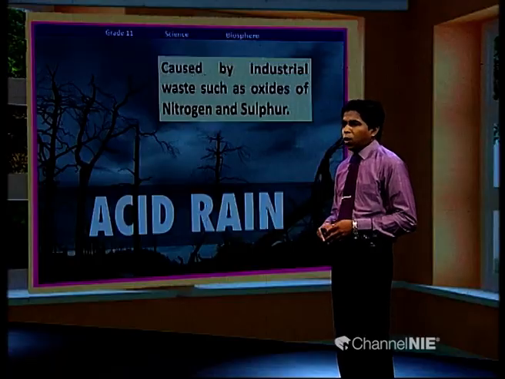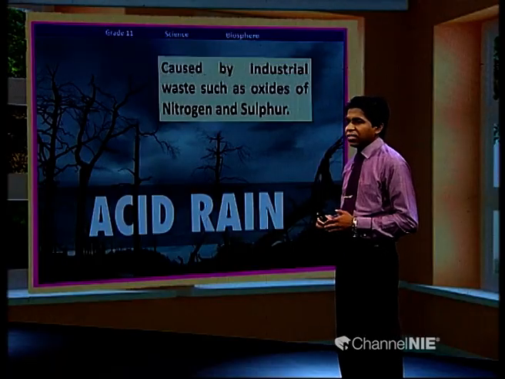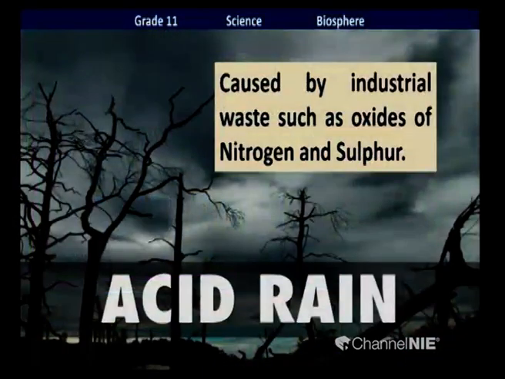Number 1, acid rain. So what is known as acid rain? Acid rain is caused by acidic gases. You have learned there are several types of acidic gases. Some of the acidic gases are weak, some are strong. Actually acid rain is caused by strong acidic gases. Example, sulfur dioxide and nitrogen dioxide. In addition to that, sulfur trioxide.